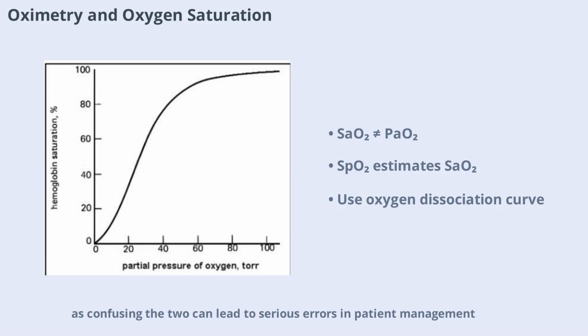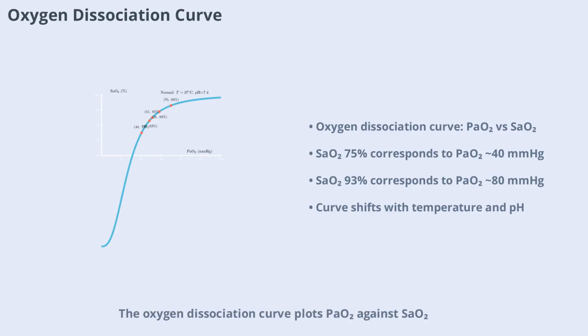This distinction is critical, as confusing the two can lead to serious errors in patient management. Always interpret SaO2 and PaO2 separately, and use the oxygen-dissociation curve to understand their relationship. The oxygen-dissociation curve plots PaO2 against SaO2, illustrating how hemoglobin saturation changes with oxygen partial pressure.